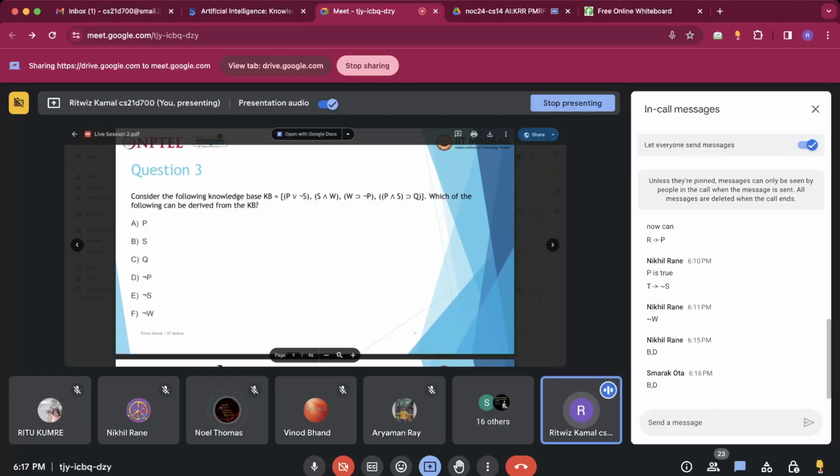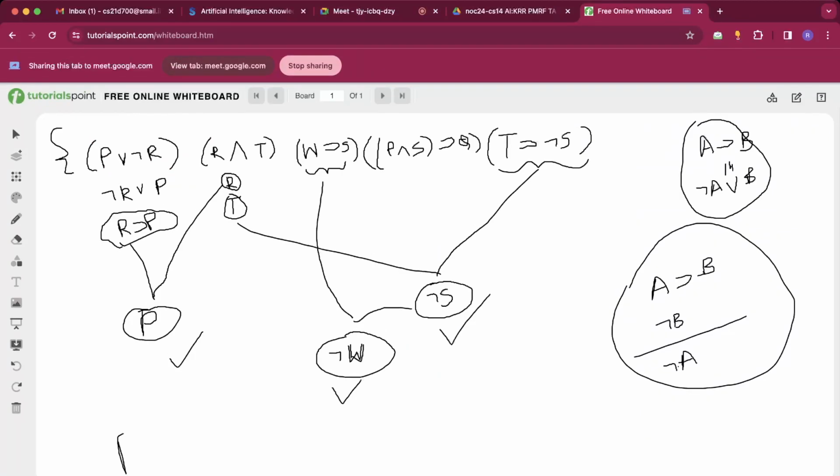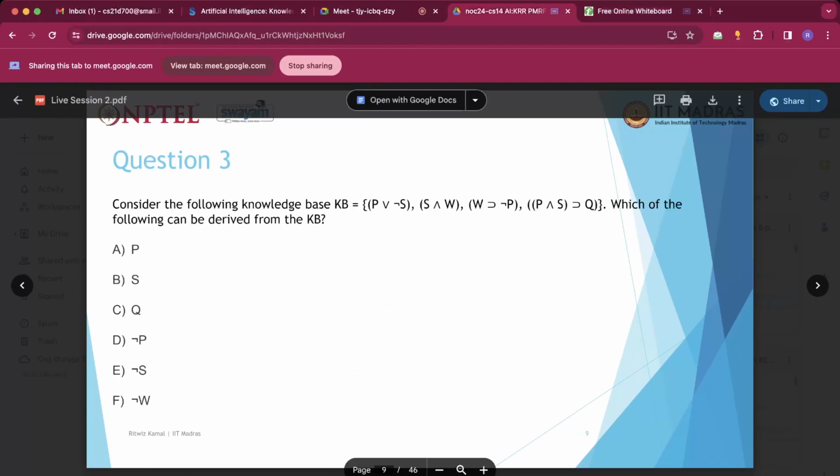And now using S implies P and S and W. Okay, so we have S and W together to be true. So S should be true as well, right? And W should be true as well. So using S and S implies P, can we say that P is true? Yeah, right. So A will also be an option. Now we see that P is true. Okay, but we also have W implies not of P, right? So using the fact that we have P and we have W implies not P, can we derive something?